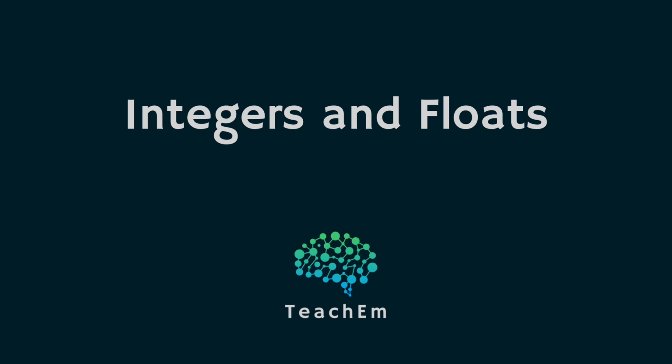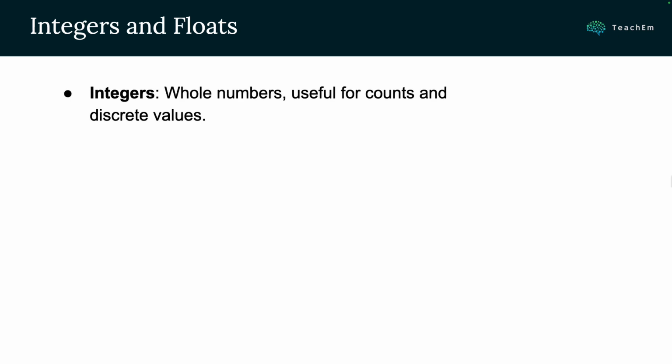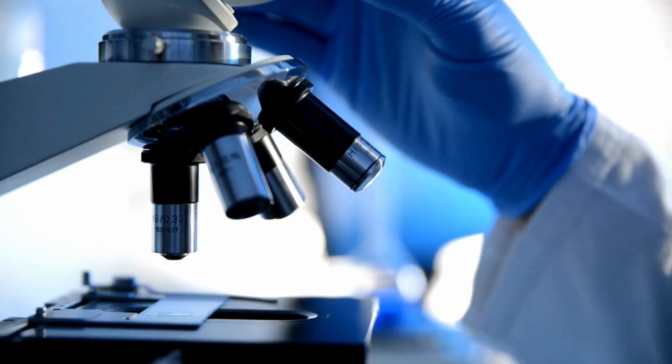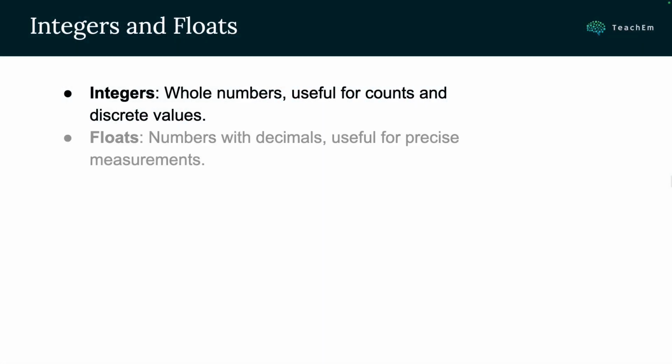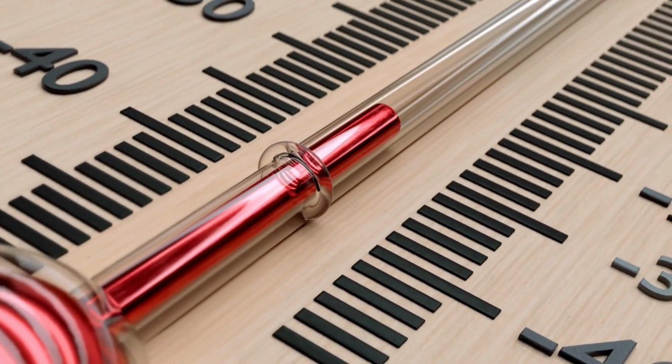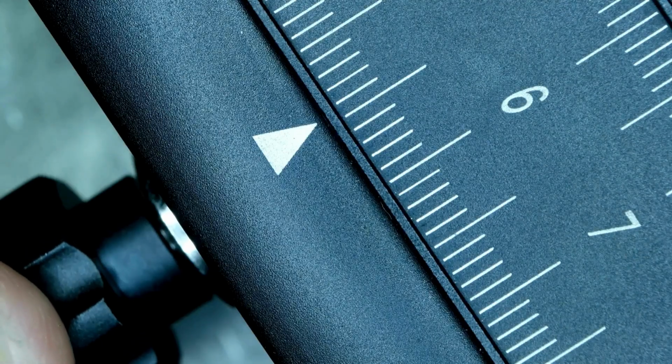First up, we have integers and floats. These are two data types that you'll use frequently. Integers are whole numbers, like 1, 10, or -3. They're useful when dealing with discrete values, such as the number of units produced by a machine or the count of experiments that are conducted. Floats, on the other hand, are numbers with decimal places, like 3.14 or -2.718. These come in handy if you're working with continuous data, such as measurements of voltage, temperature, or the results of a scientific experiment where an element of precision is key.